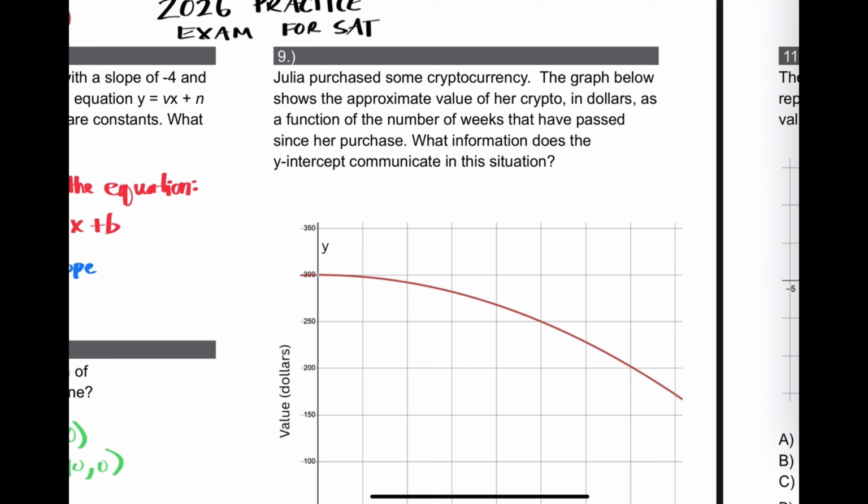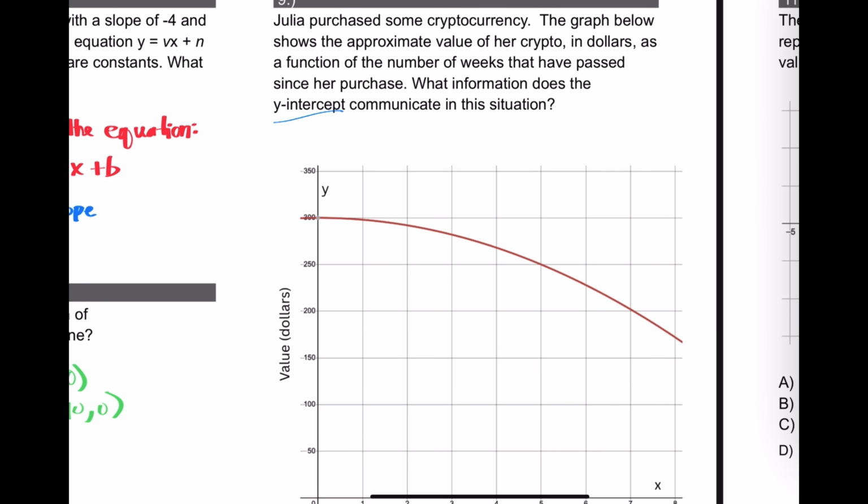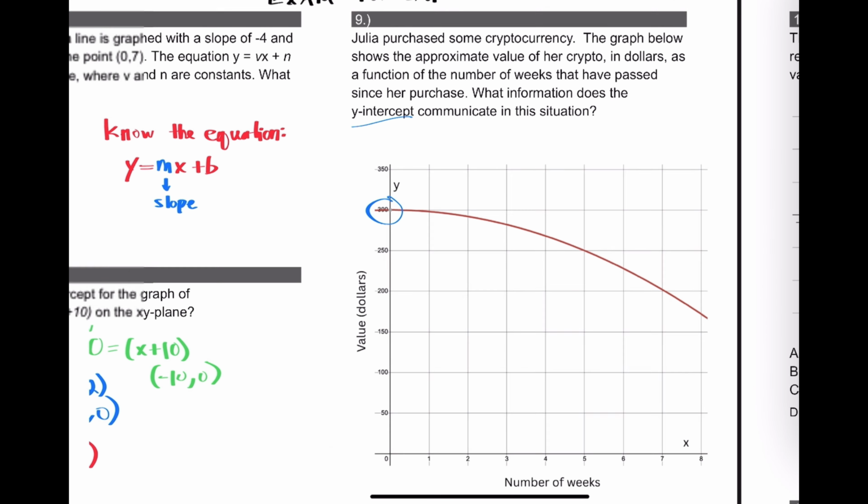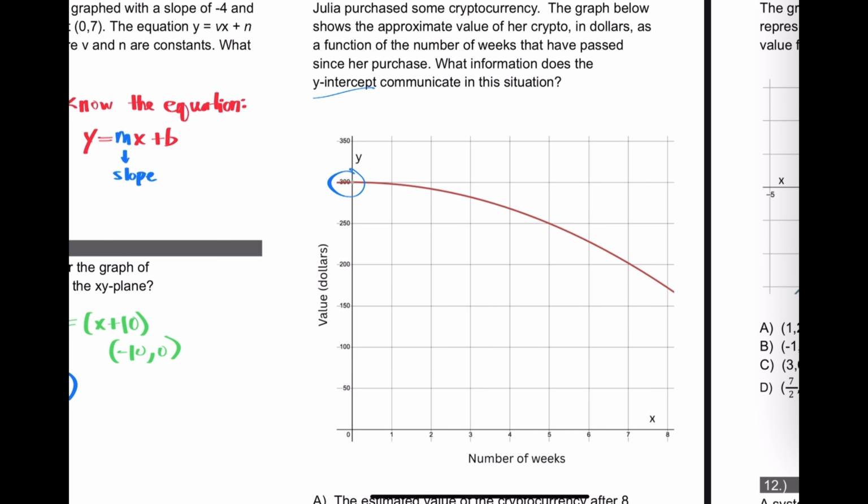Number 9 says Julia purchased some cryptocurrency. The graph below shows the approximate value of her crypto in dollars as a function of the number of weeks that have passed since her purchase. What information does the y-intercept, so that's what we're looking at specifically there, communicate in this situation? So we'll notice the y-intercept here is 300. So what does that communicate? Well, we'll notice we have weeks down here. And so at 0 weeks, that is the intercept. So this would be how much Julia is starting with.